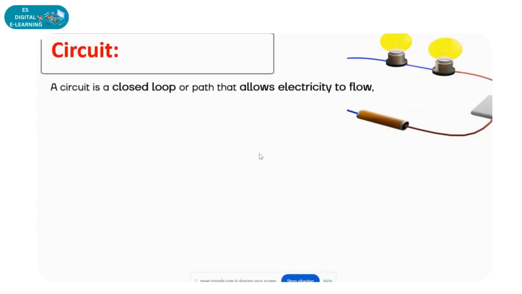Next, we need to understand the circuit. If someone asks you what a circuit is, a circuit is a closed loop or path that allows electricity to flow. If you take the switch and bulb, we connect them with the help of a wire, right? That is a part of a circuit. So it enables the operation of electrical components or devices. Whatever electrical components we discuss, the bulbs, the switches, the wires, those are the components and devices.